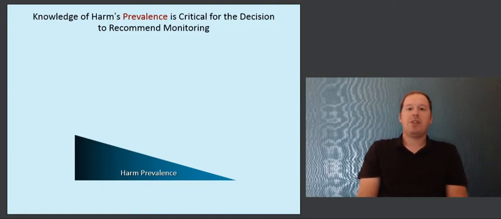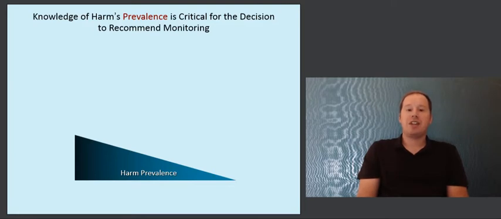We've been dealing with issues of whether test accuracy, and improving that test accuracy, will actually improve our ability to diagnose and treat conditions such as diseases, terrorism, or any other sort of risk that we're monitoring for. What we've concluded in past lectures is that knowledge of a harm's prevalence, how likely that condition is, is critical for a decision whether to recommend monitoring.